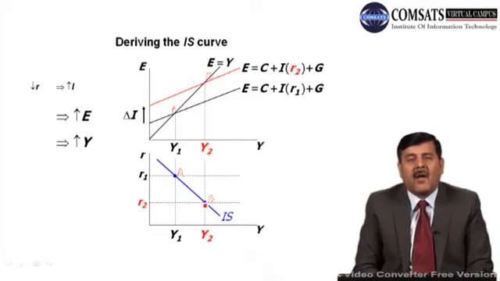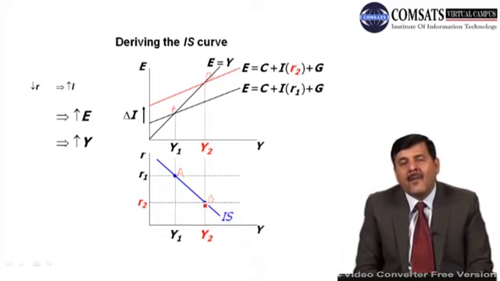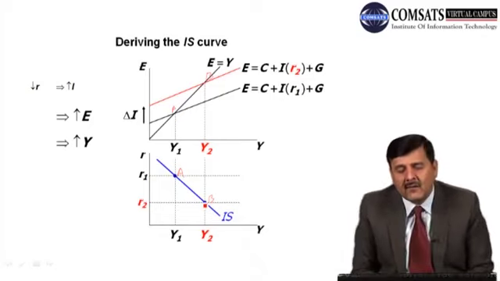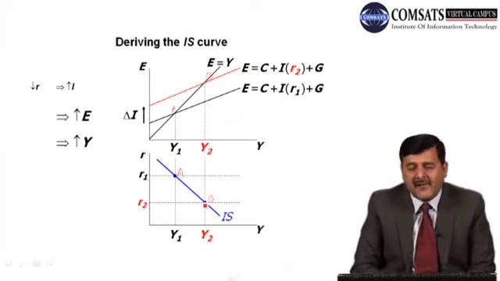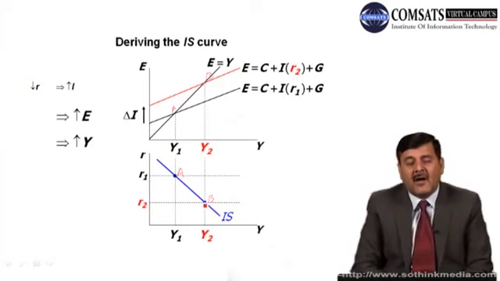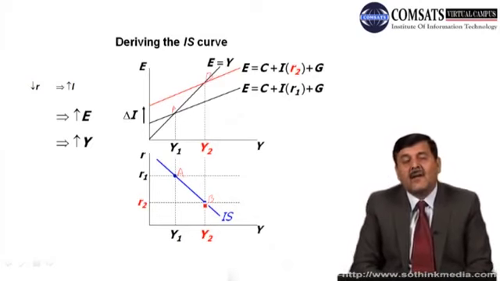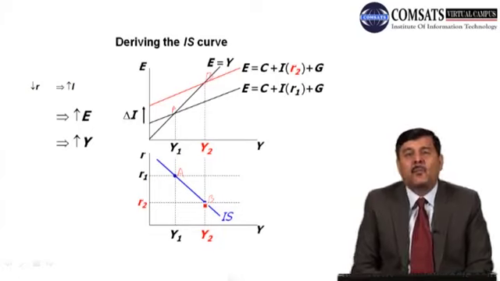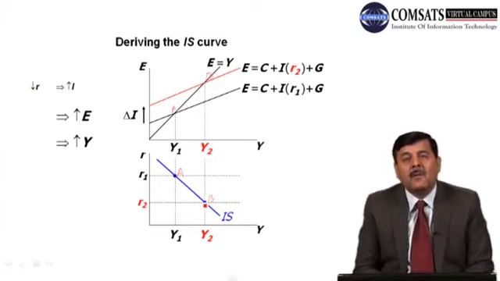Rate of interest में जब कमी वाक़ होती है, investment में इजाफा वाक़ होता है. जब investment में इजाफा होता है तो income बढ़ती है naturally. So there is an inverse relationship between the rate of interest and income level in the economy, and this curve is known as the investment saving curve or the IS curve, which brings equilibrium in the goods market.